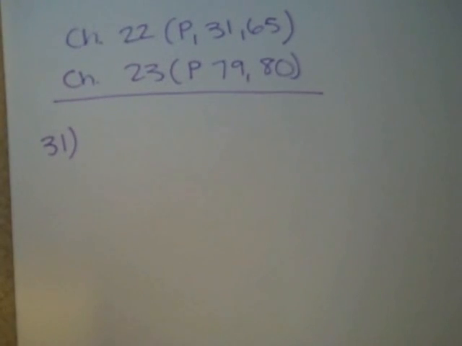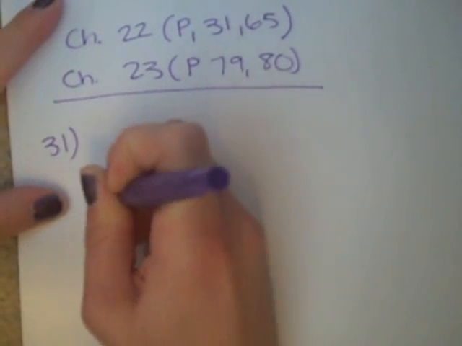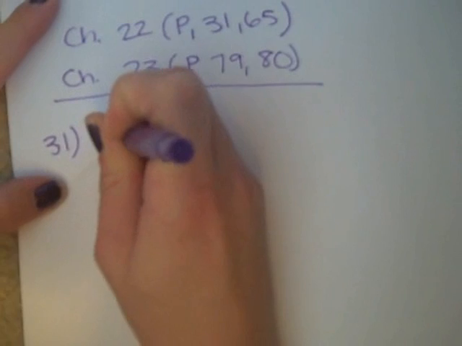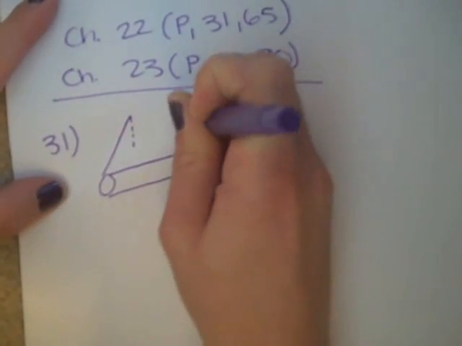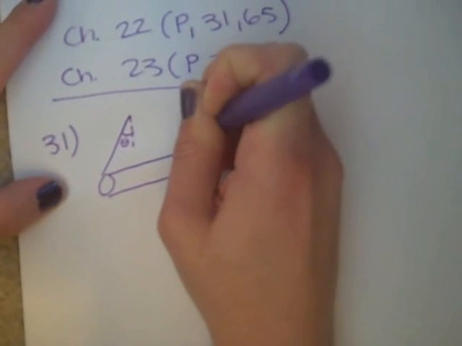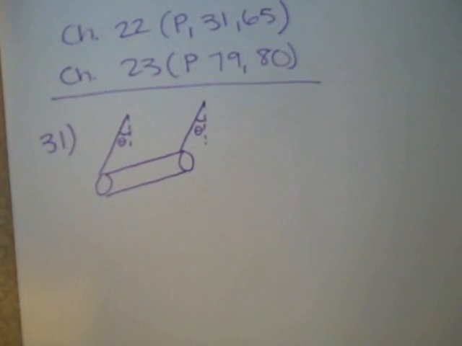So first off, number 31 gives you a picture of a metal bar. I'll draw the metal bar here, and it's being suspended from two strings. There is an angle between the vertical and how the string is hanging right now, and what they want you to find is what angle this actually is.